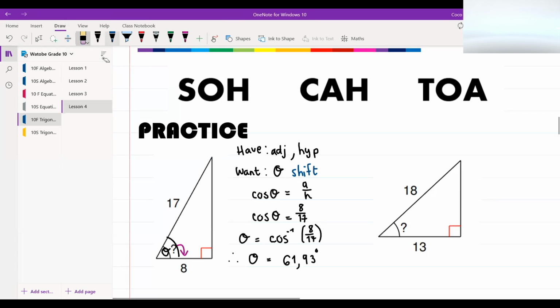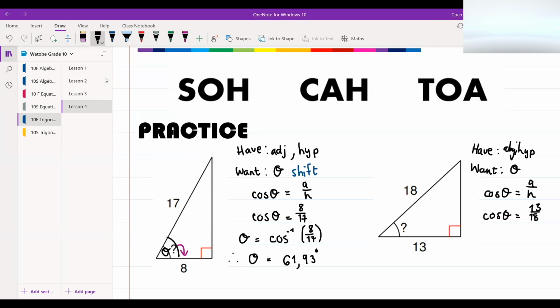Hi. Do you want to do this next one with me? Hi, ma'am. Hi, my sweetie. Tell me, what do I have? Ma'am, we have the hypotenuse and the adjacent. Excellent. So which SOH CAH TOA are we using? We're using cos. Good. Cos of theta is equal to adjacent over hypotenuse. Cos of theta is equal to? 13 over 18. Beautiful. And then what do I write next?